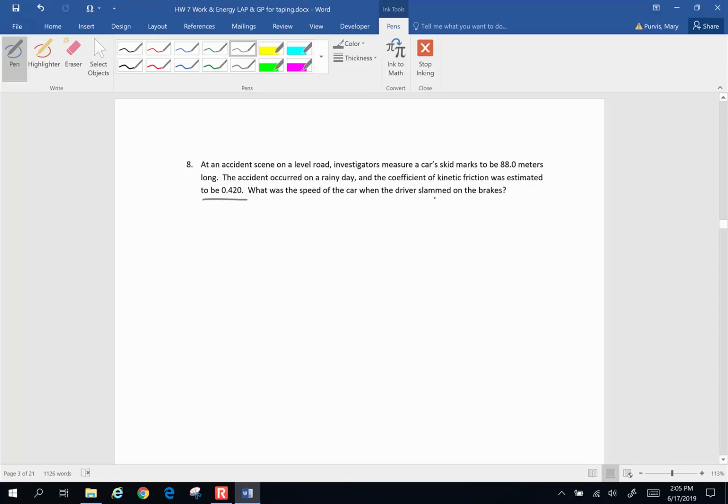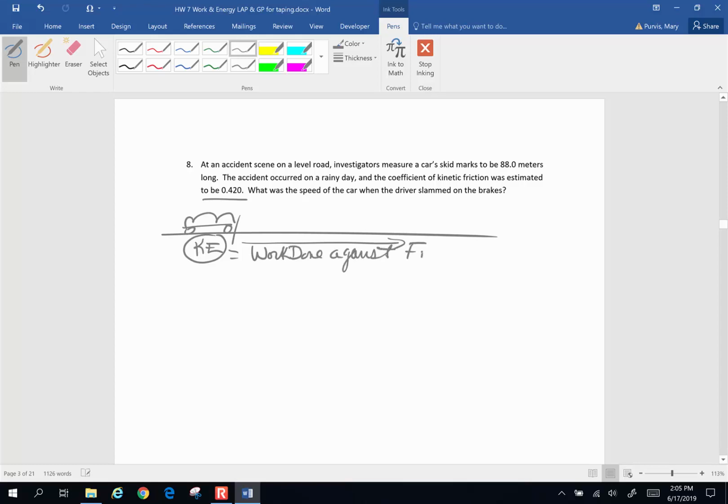All right, this is the logic. When the car was traveling down the road, it had a certain quantity of kinetic energy. That kinetic energy was transformed, when the driver put on the brakes and began to slide, into work done against friction. So the kinetic energy, 1/2 the mass times the velocity squared, is going to be equal to work done against friction. Well, you know work is force applied times distance.